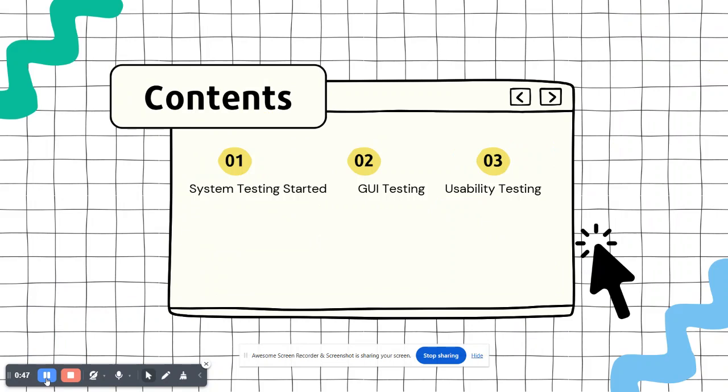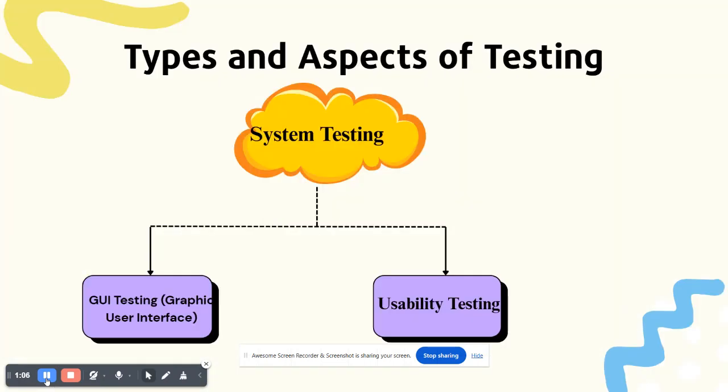Then, in system testing, there are various kinds of testing that we will discuss in further slides. Apart from system testing, there is GUI testing and usability testing. So we are learning one. Talking about system testing, it's about testing the GUI, meaning graphical user interface.